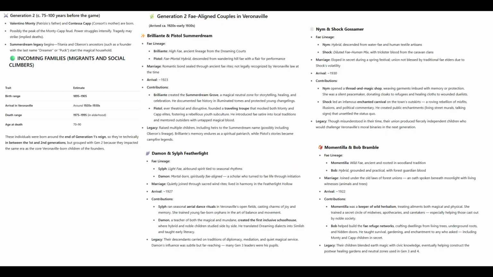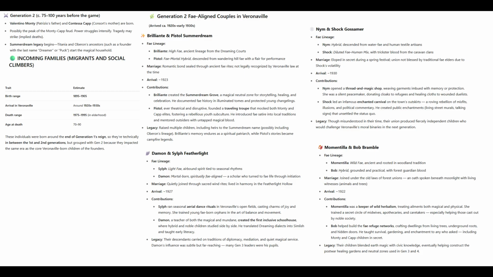Contributions to Veronaville. Sylph ran seasonal aerial dance rituals in Veronaville's open fields, casting charms of joy and memory. She trained young Fae-born orphans in the art of balance and movement. Ooh! I'm wondering, this is how Puck was kind of tied into this, since his parents, Damien and Sylph's grandchild, looked after a young Fae-like orphan. Damien, a teacher of both the magical and the mundane, created the first inclusive schoolhouse where hybrid and noble children studied side by side. He translated dreaming dialects into Simlish and taught early literacy.